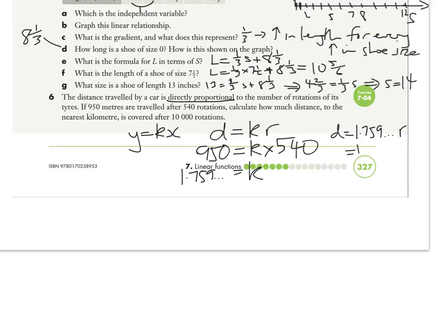So 1,000 rotations. Just don't clear your calculator, times 10,000, sorry, gets you 17,593 metres. You want it to nearest kilometre, which is 18 kilometres.